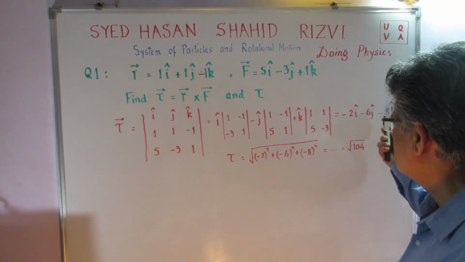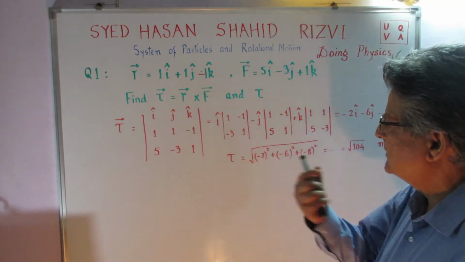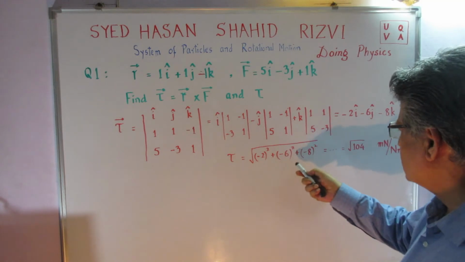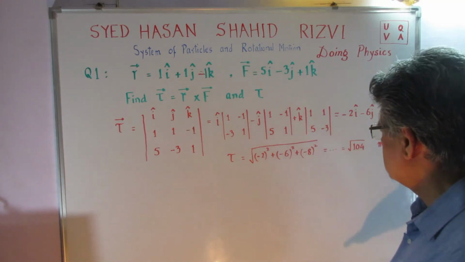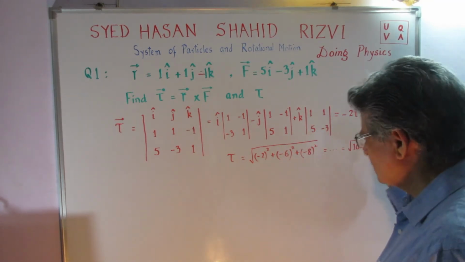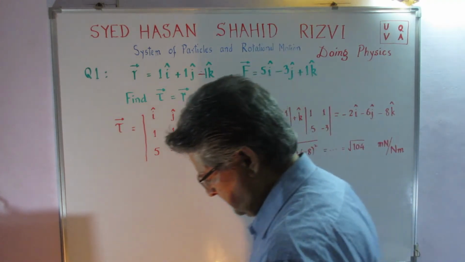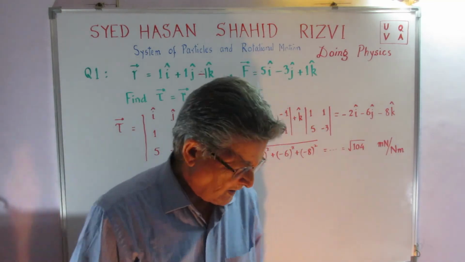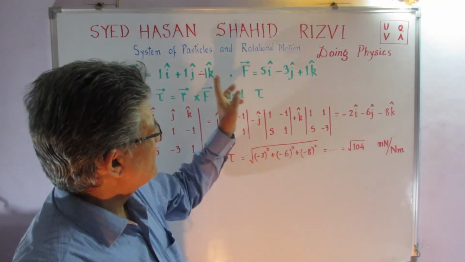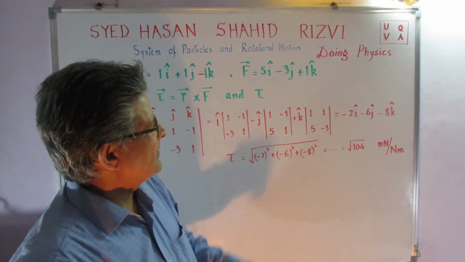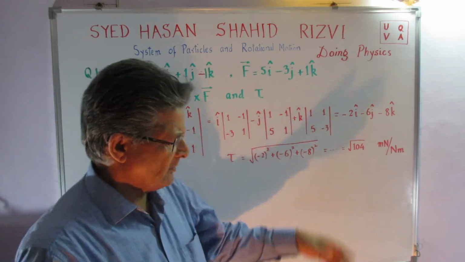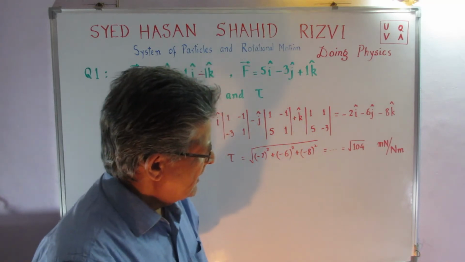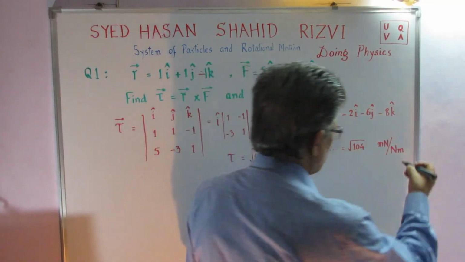And of course then I calculate the magnitude of torque as the square root of minus 2 squared plus minus 6 squared plus minus 8 squared, which turns out to be equal to root over 104. It could be any value, it all depends upon the varying numbers here. You can make calculations, you can practice a bit.